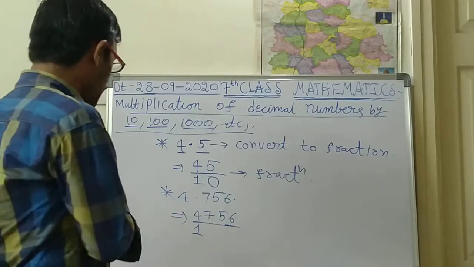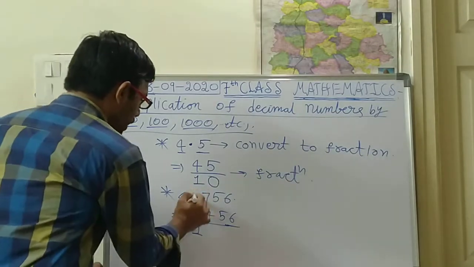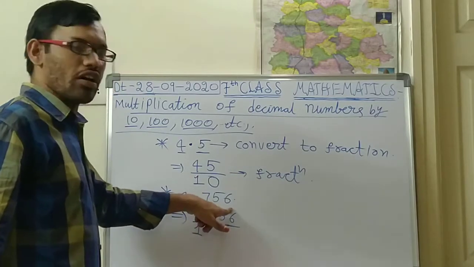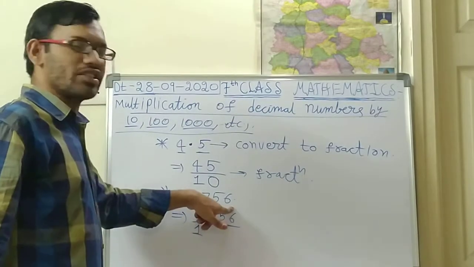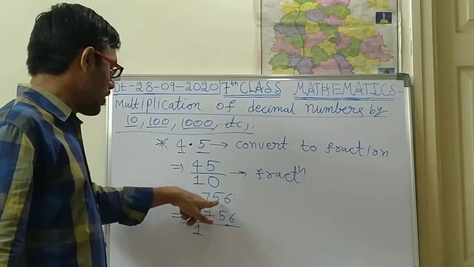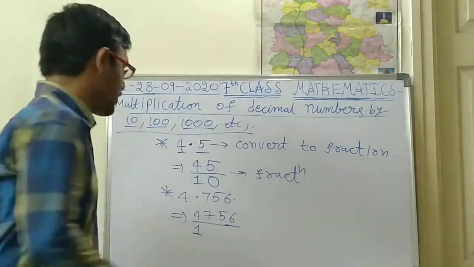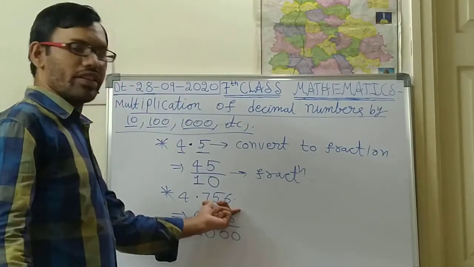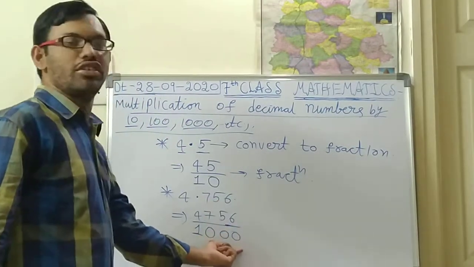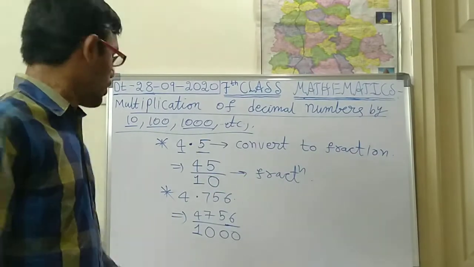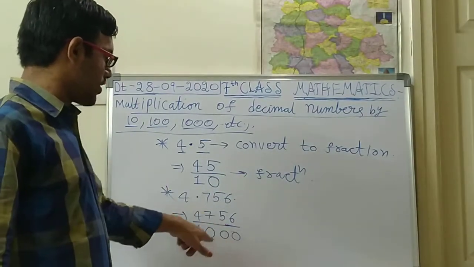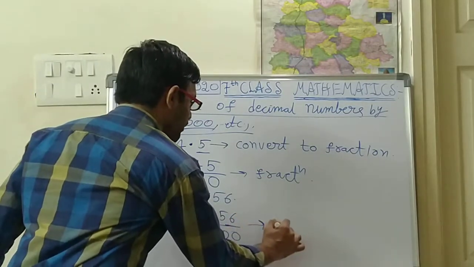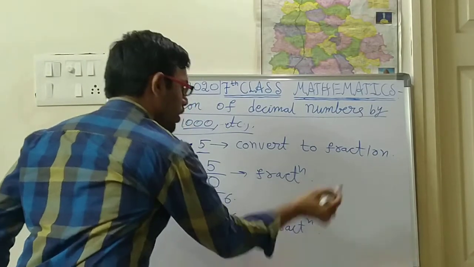So what are you supposed to check here? After the decimal point, how many digits are there? Three digits are there: 1, 2, 3. So write down 3 zeros. However many digits are there after the decimal point, that many zeros you are supposed to mention. So 4756 by 1000 is the fraction. I think you have understood.